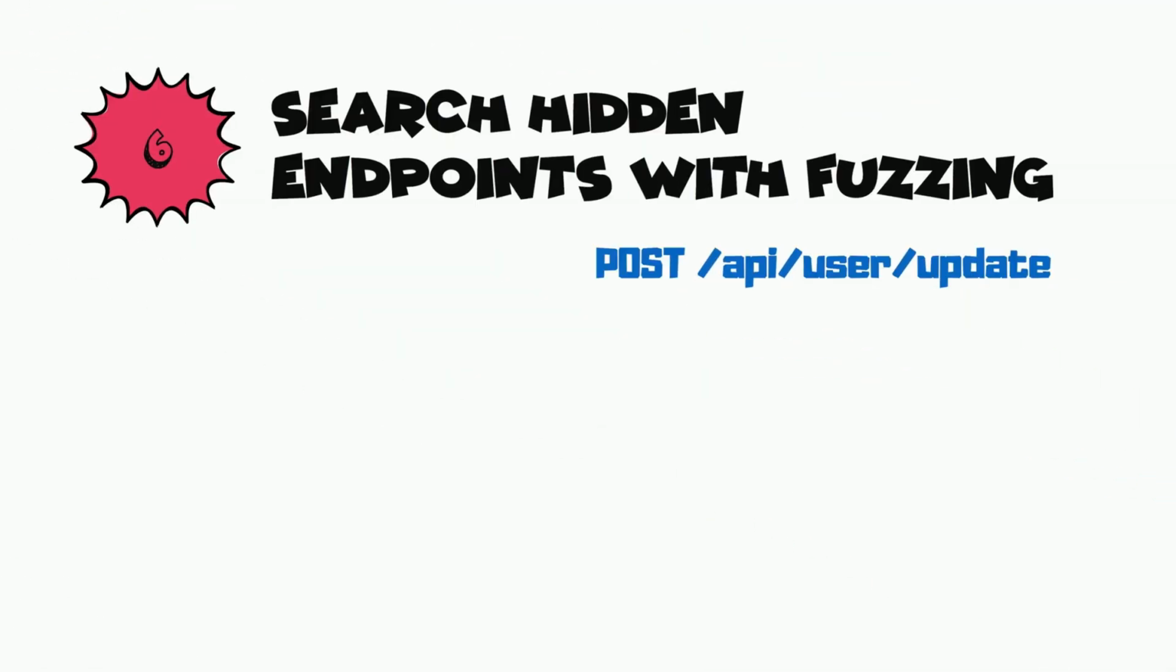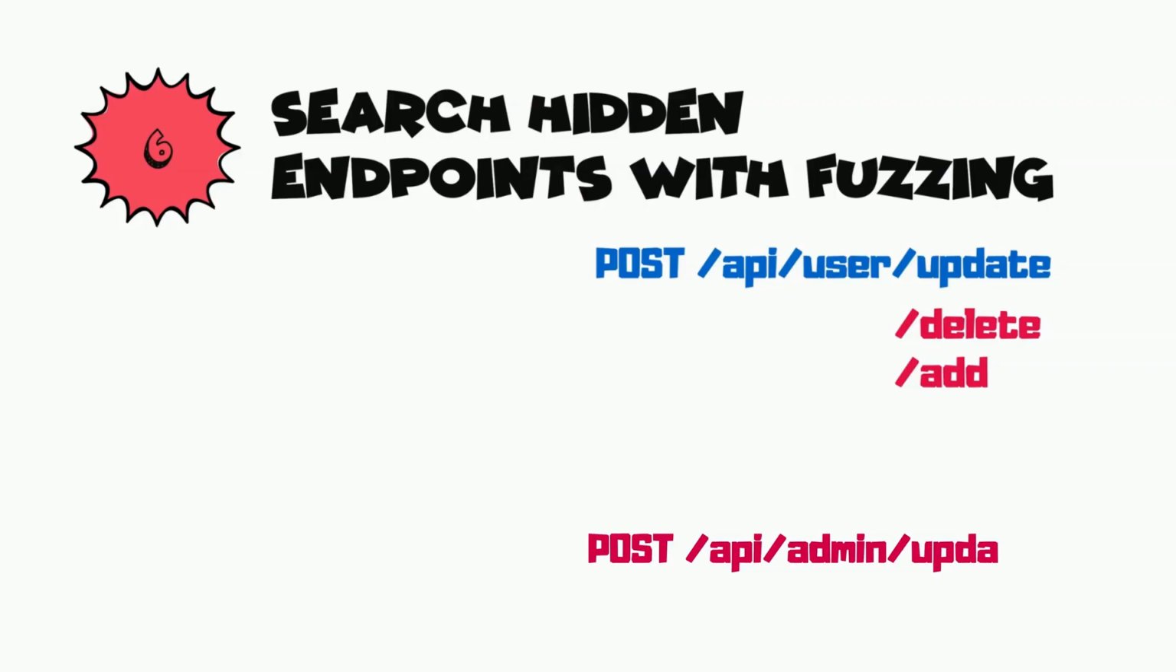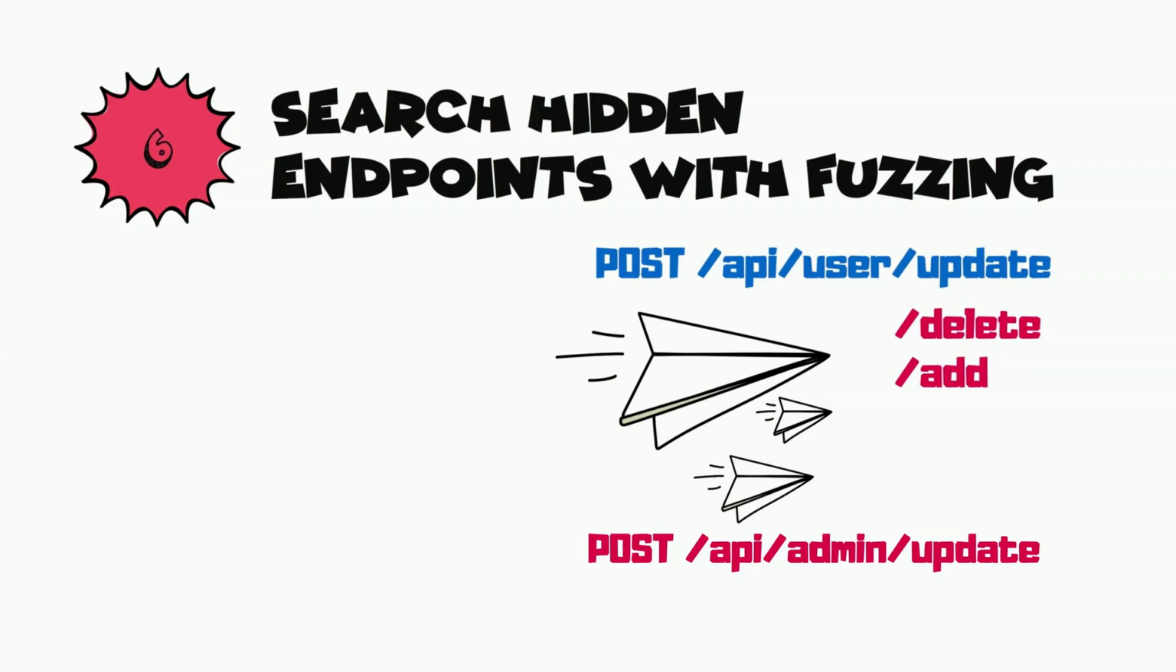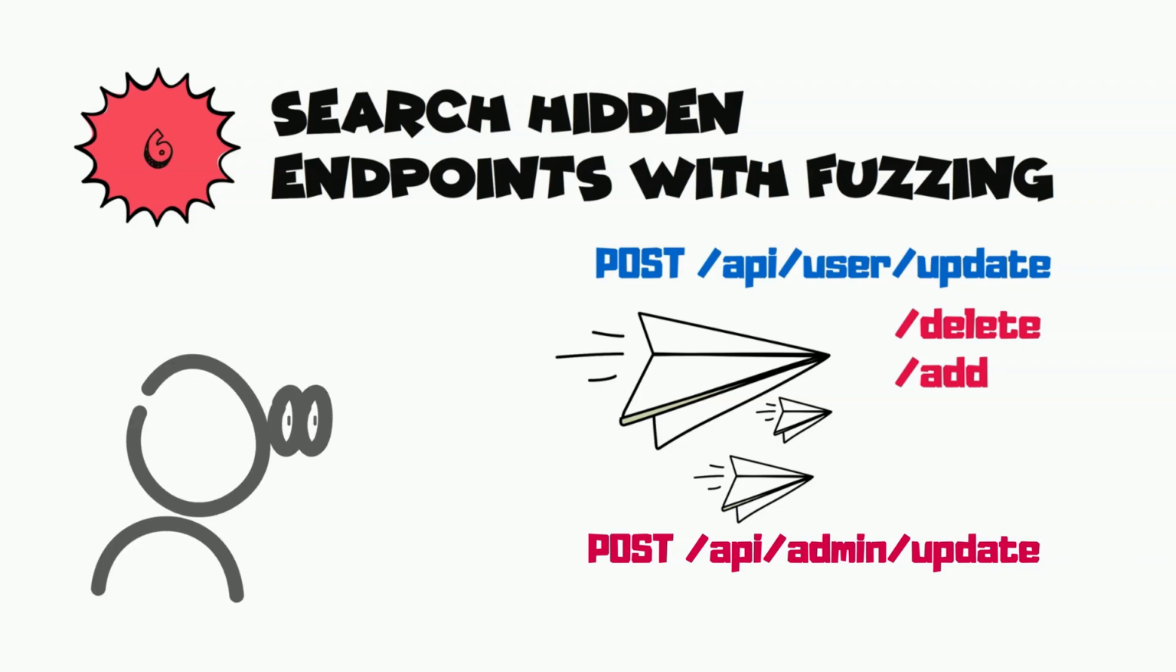Step 6. Fuzz for hidden endpoints. Use fuzzing to discover hidden endpoints by systematically modifying known paths, like changing /API/user/update to /API/user/delete or /API/admin/update. This is really critical because developers tend to follow naming patterns, and these undocumented endpoints often lack proper security controls since they weren't meant to be accessible, which can give you access to sensitive functionality.